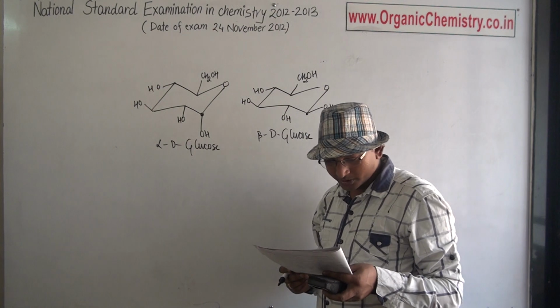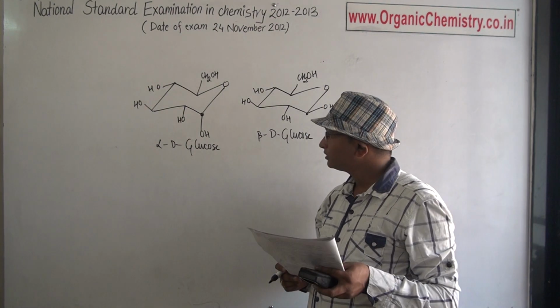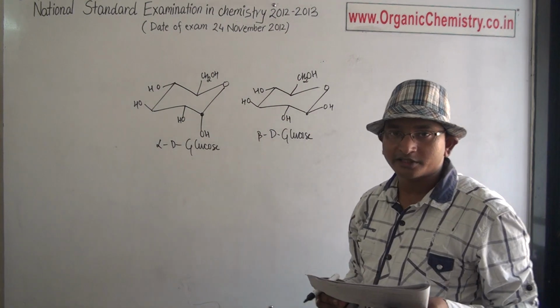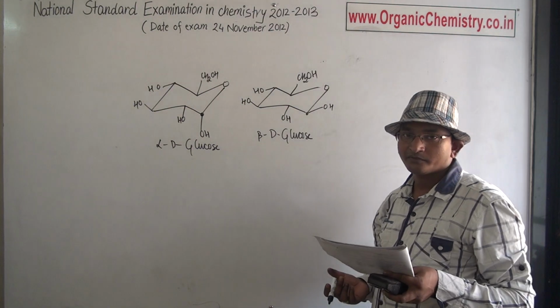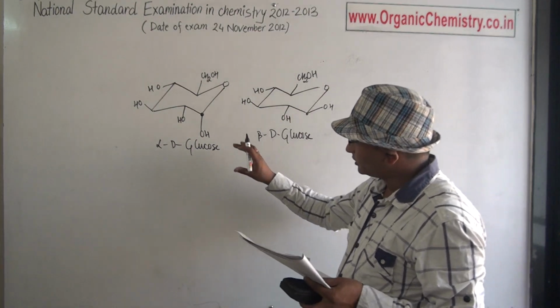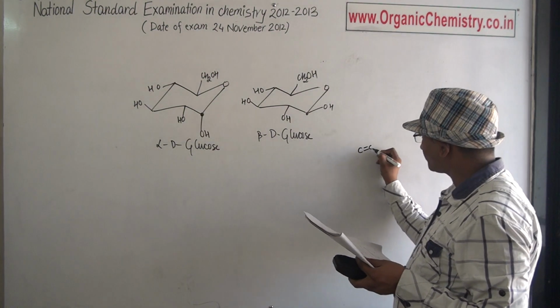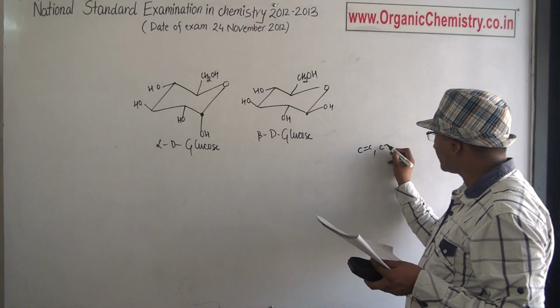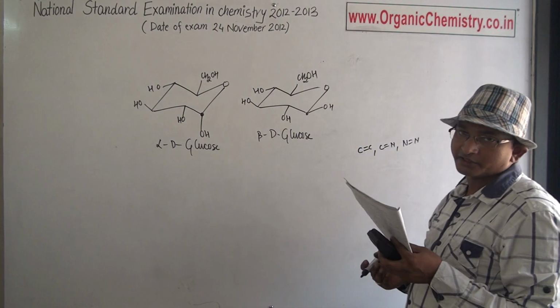So the question: alpha D glucose and beta D glucose are? First option, geometrical isomers. No, the condition of geometrical isomerism is restriction in rotation. They are the same. Geometrical isomerism means restriction in rotation, and that restriction may be along a carbon-carbon double bond, a carbon-nitrogen double bond, a nitrogen-nitrogen double bond, or along cycloalkanes. Clear?